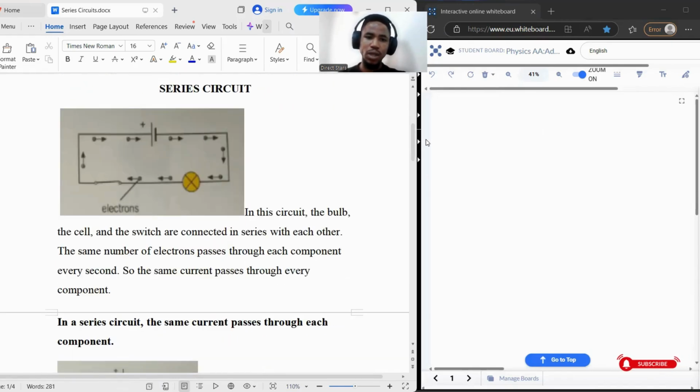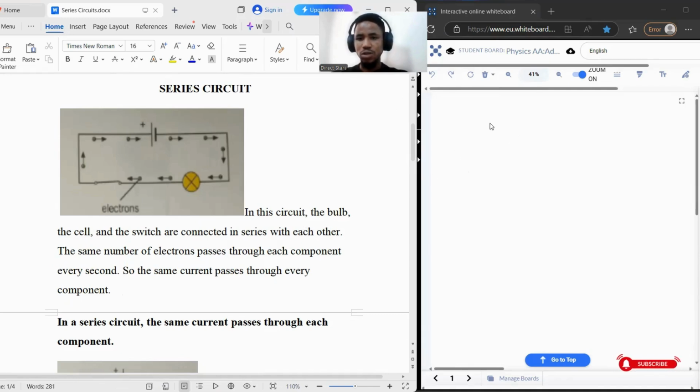In this circuit, the bulb, we call it cell, right? And the switch are connected in series with each other. So when the components are connected in series, what do we call series? Series is when there is a connection from head to tail of other components. So if a component is connected from head to tail to the other component, then we call it a series circuit, series connection. So the same number of electrons pass through when it is a series connection. Okay, so the same amount of current, the same amount of charge, passes through when it is in series connection.